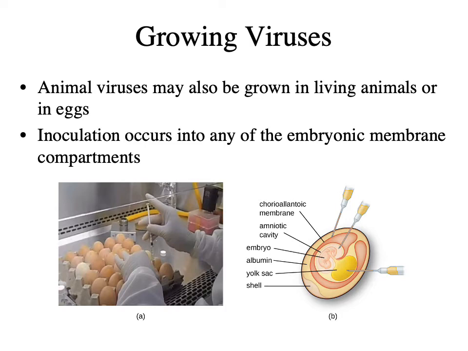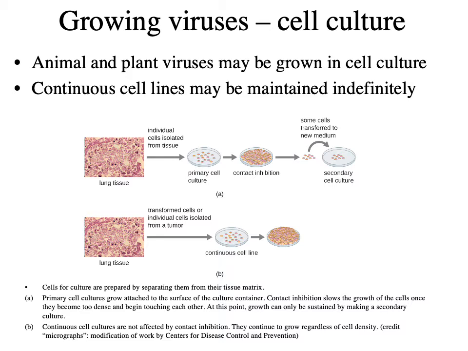We can also grow viruses in cell cultures that were developed using tissues. Because of the CPE effects of a virus, which I will talk about in the next slide, you can develop a continuous cell line where these viruses will continue to replicate continuously, and they become immortal and they just continue to develop. And these are called continuous cell lines, and they can be maintained indefinitely.